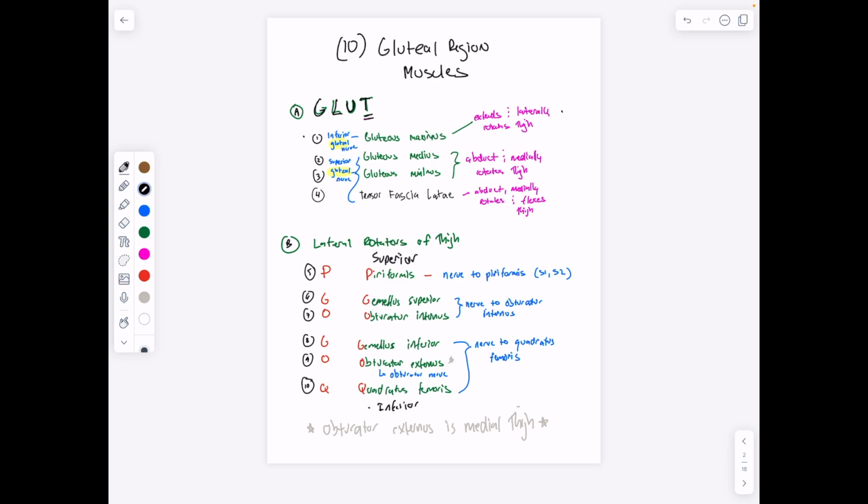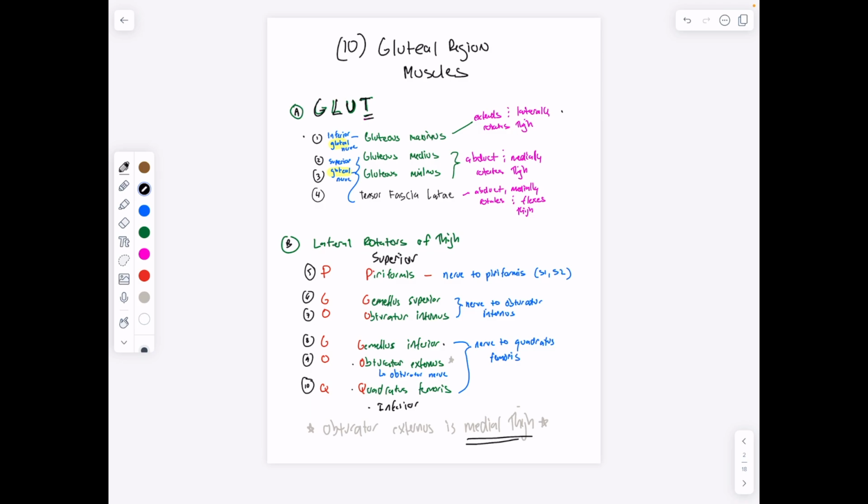This is the order, P, go, go, Q. Piriformis, gemellus superior, obturator internus, gemellus inferior, obturator externus, quadratus femoris. And then our obturator externus, we also said in lab 7 that we could consider that to be medial thigh as well, because it's on the other side, the interior part of the obturator foramen. All right, so P, go, go, Q, not too bad.